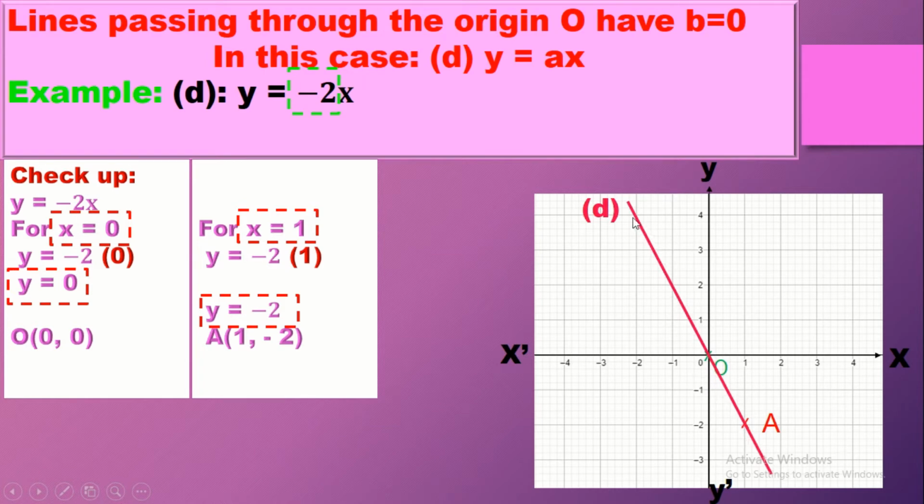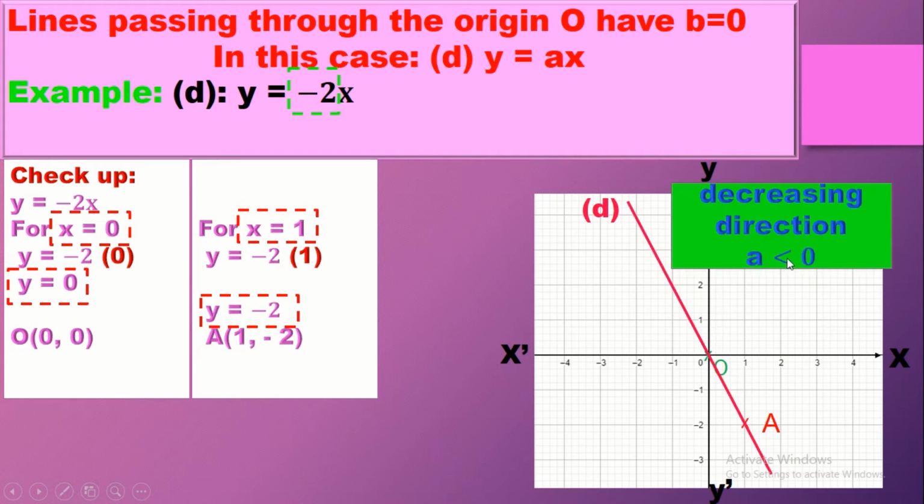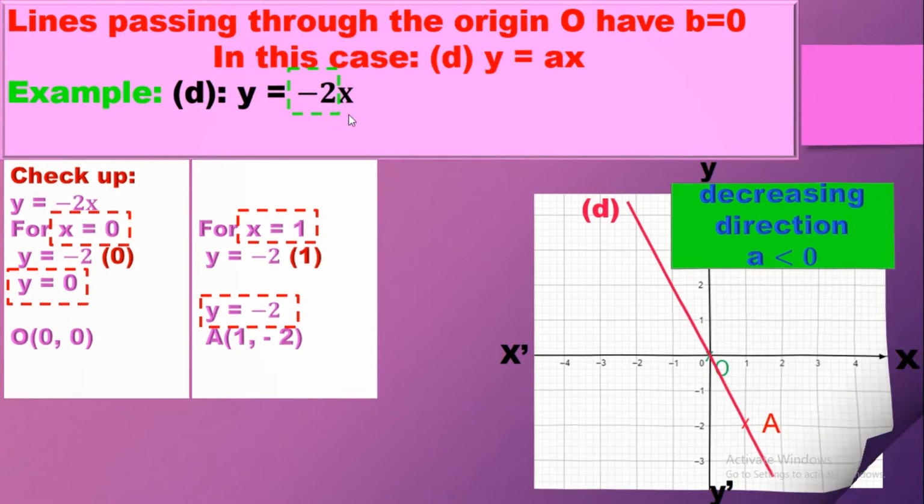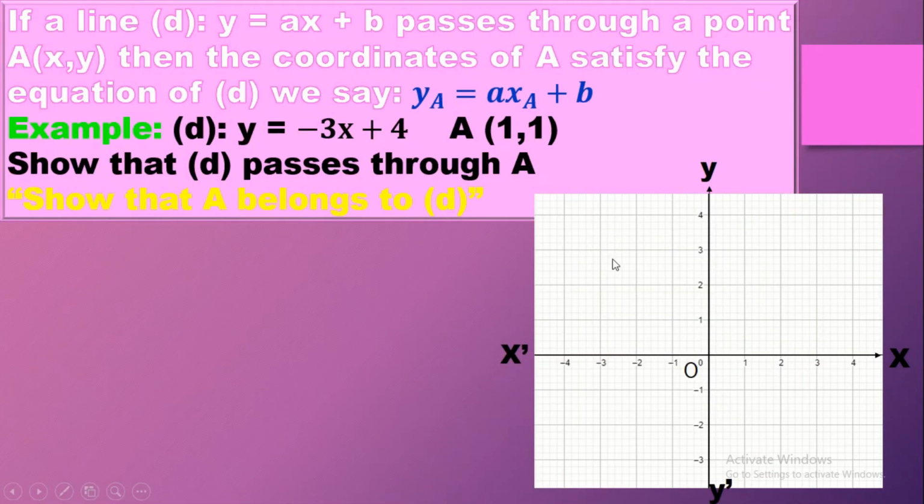As you see, D is directed towards down right. It's in a decreasing direction. Why? Because its slope is negative. As you see here, the slope is minus 2. When we have negative slopes, we have decreasing lines.